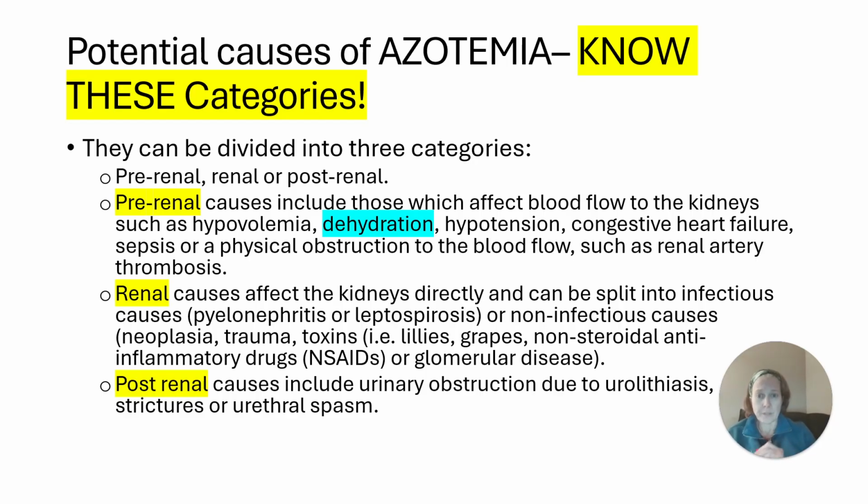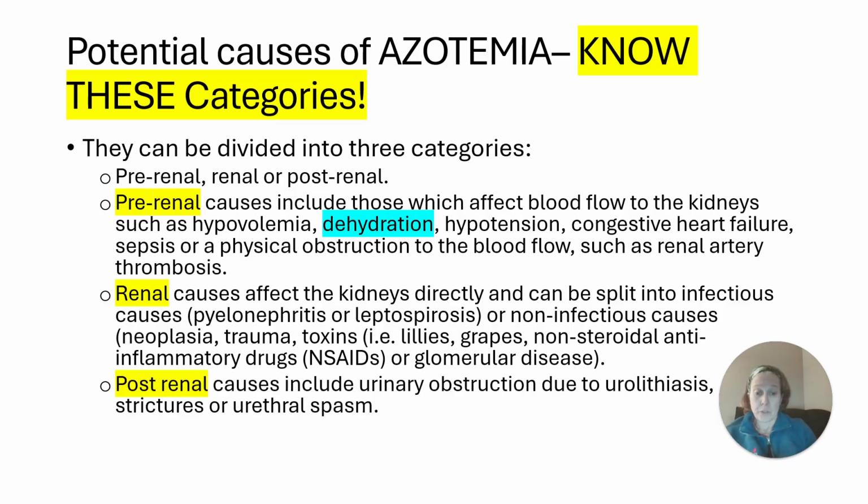Pre-renal causes of azotemia are those things that affect blood flow to the kidneys. So hypovolemia or low blood volume. Dehydration is far and away the biggest cause of pre-renal azotemia. Hypotension, congestive heart failure, sepsis, or a physical obstruction to the blood flow, such as a clot or a thrombus in the renal artery. Renal causes of azotemia are things that directly affect the kidneys, and they can be infectious or non-infectious. So leptospirosis versus antifreeze toxicity, or tumors, trauma, other toxicities.